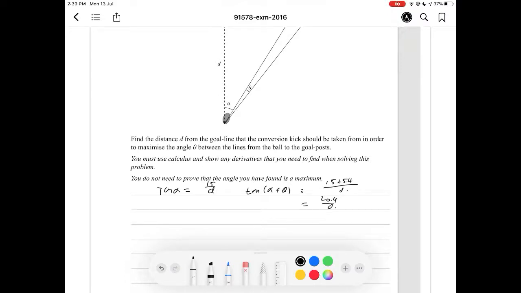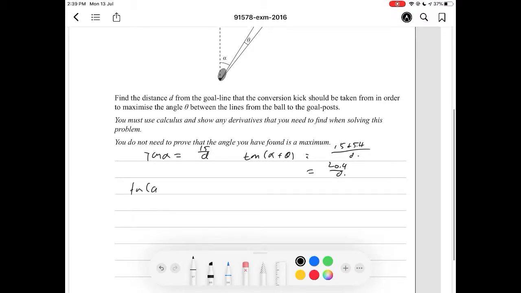Alright, so on our formula sheet, there is a way we can convert two angles added together into two angles separately. So basically tan of A plus or minus B equals tan A plus or minus tan B over 1 minus or plus tan A tan B. We can use that formula in order to get rid of the alpha plus theta and put it as just one angle by itself.